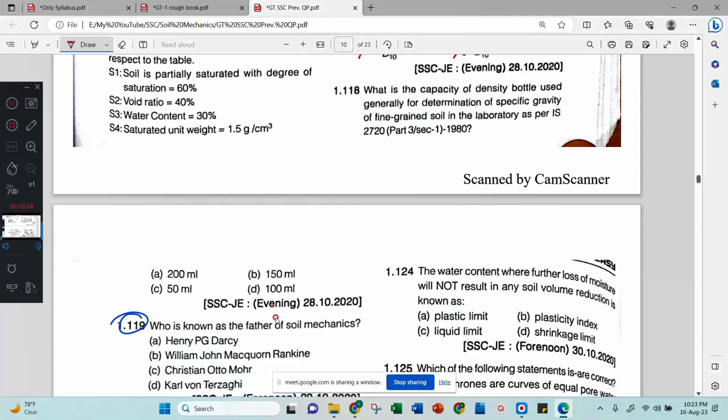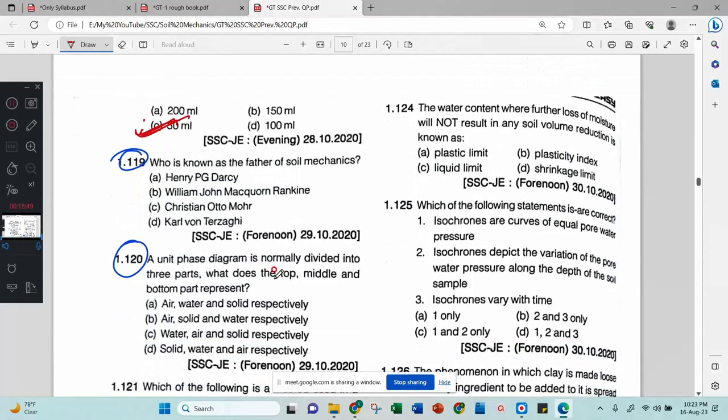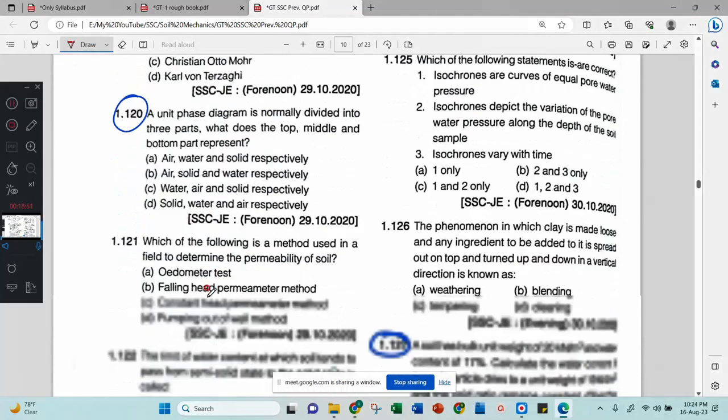This actually we can solve yesterday only. What is the capacity of density bottle generally used for determination of specific gravity of fine grained soil? Density bottle in the laboratory as per IS is which one? 50 ml or 150 or 200? 50 ml is the right answer.